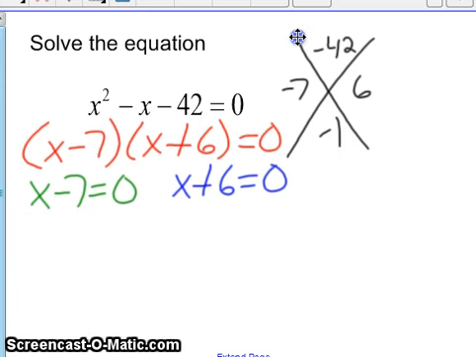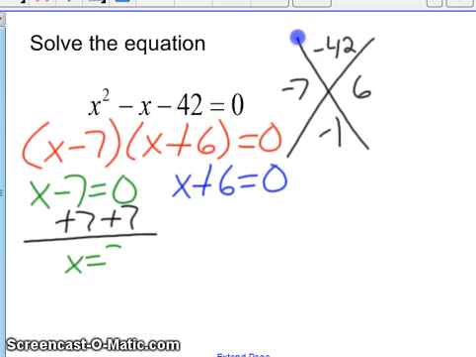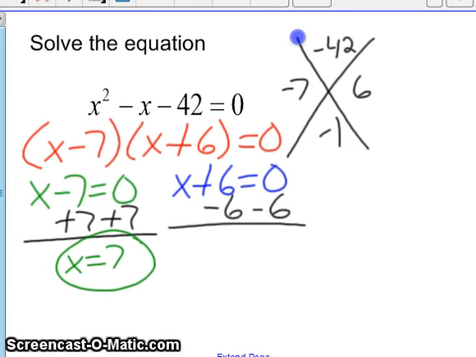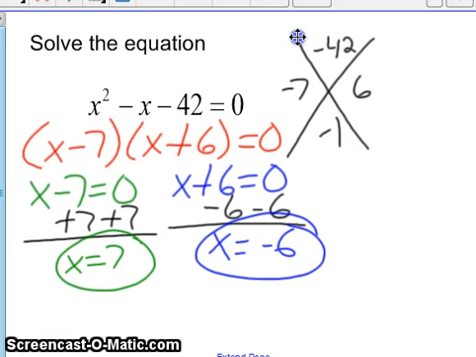So for my first equation, what do I do to get x by itself? Add 7. So x equals 7 is one of my solutions. And then the other equation? Subtract 6. So x equals negative 6 is my second solution for this equation. There are two different values that make that equation true.